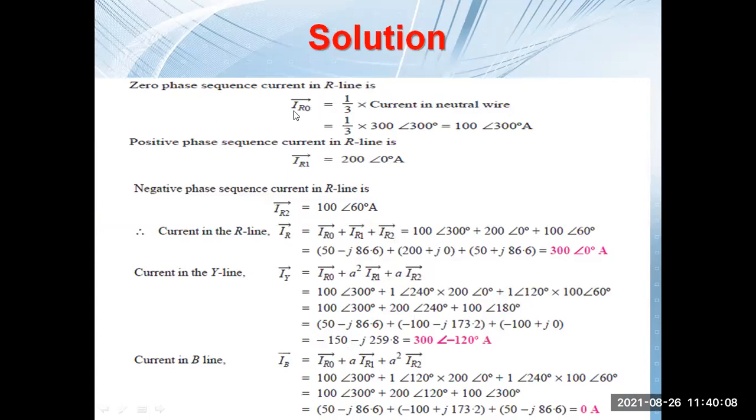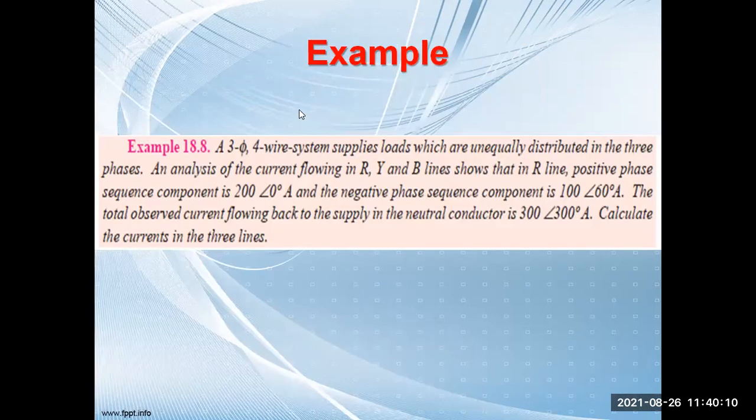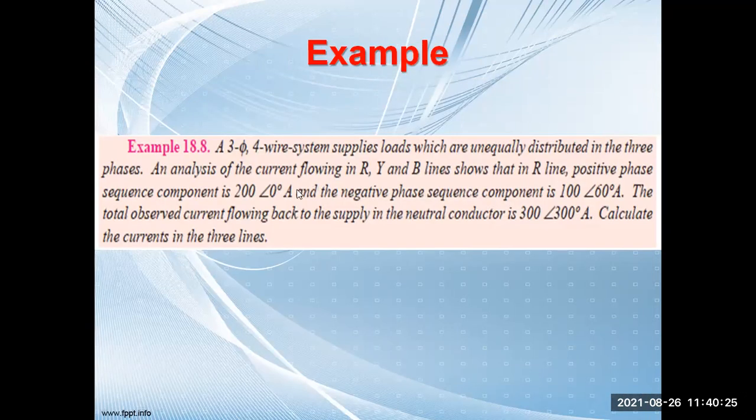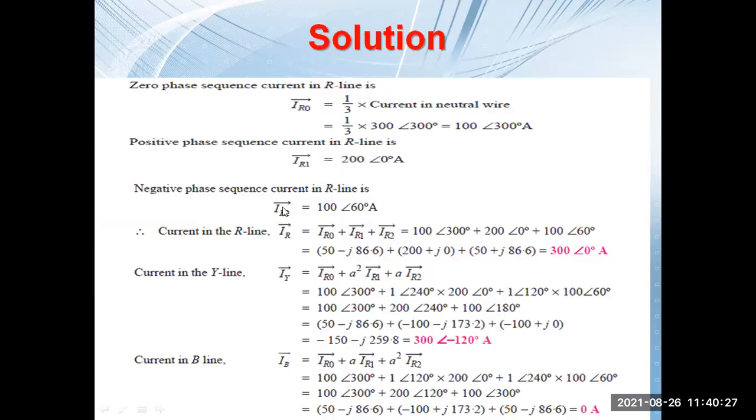The zero sequence current IR0 will be 1/3 of the current in the neutral wire. That we have already proved. So 1/3 into 300 angle 300, you will get 100 angle 300 ampere. Now the positive sequence current is given as 200 angle 0, and the negative sequence current is also given as 100 angle 60 ampere.